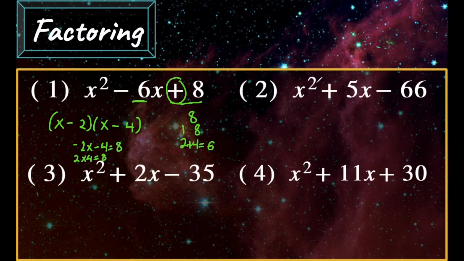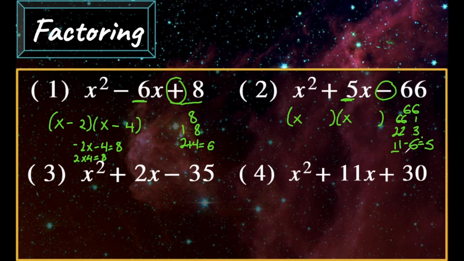For number 2, we have x squared plus 5x minus 66. We're going to break this down into two binomials that are multiplying. And we need to think about the factors of 66 that subtract to make 5. When we think of factors of 66, we think of 66 and 1, 22 and 3, 11 and 6. When we subtract 11 and 6, we get 5. So we know that the two terms here have to be 11 and 6. So we're going to write 11 here, and we're going to write 6 here.